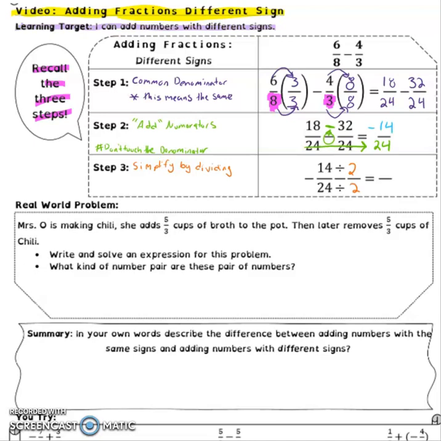So I'm going to move this negative sign just up here with the 14 and say negative 14 divided by 2. So what is 14 divided by 2? That's going to be 7. And I'm just going to put my negative right there with that. So negative 7. And then 24 divided by 2 is 12. And so my answer, I need to circle it, is negative 7 over 12.